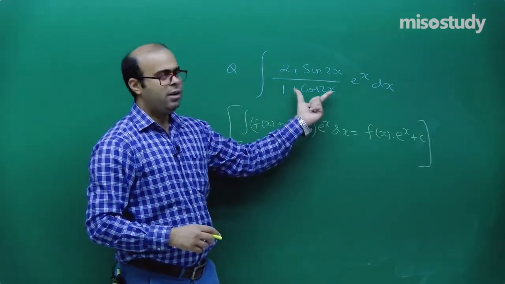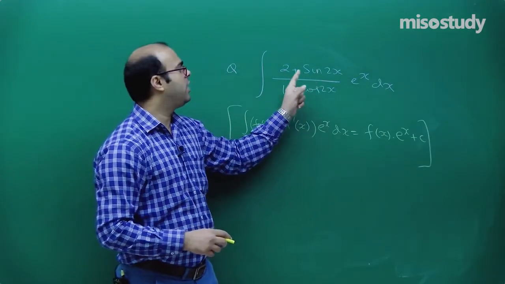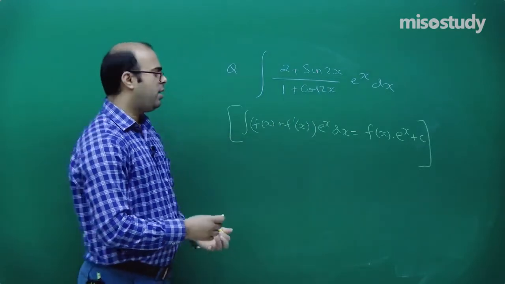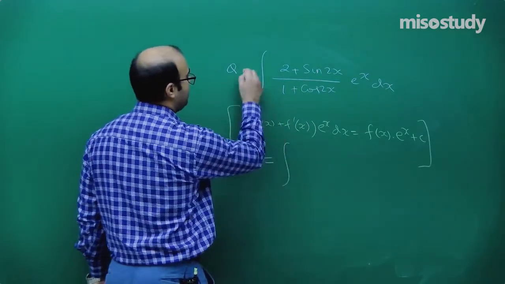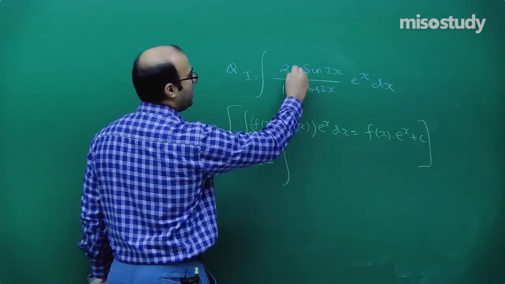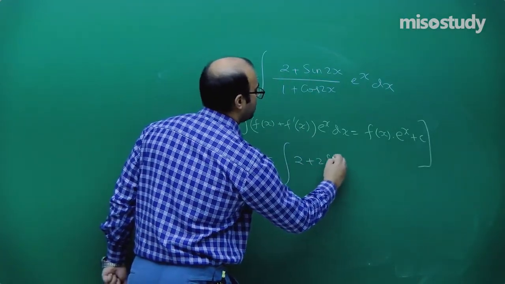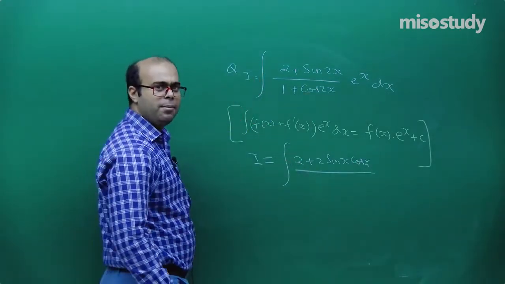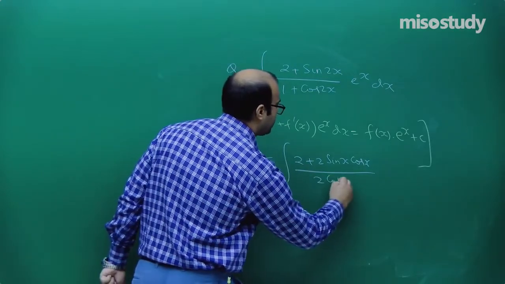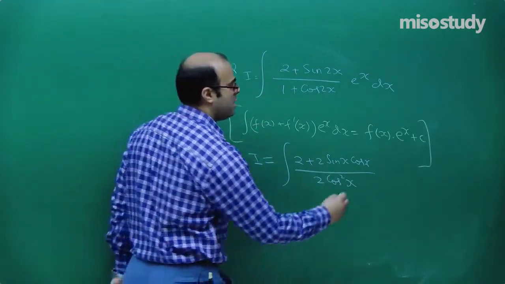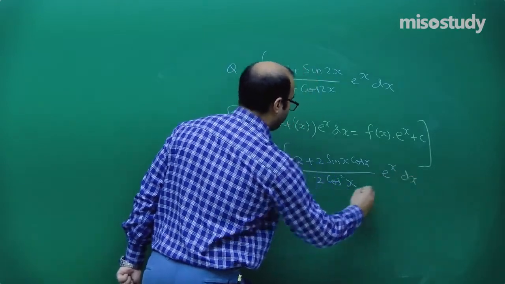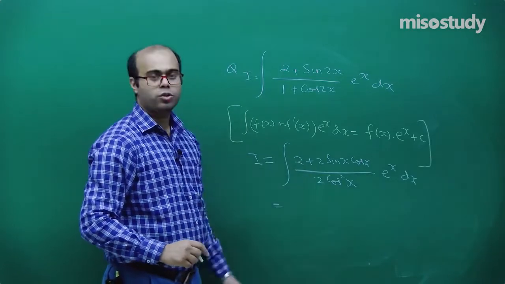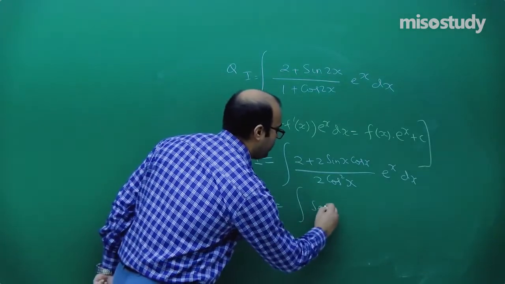Can this formula be applied here? No, not right now, because we can't see a function and its derivative adding up. So can we make it in such a manner? Let us try. We can write this as 2 plus 2 sin x cos x, and by trigonometric identity, 1 plus cos 2x can be written as 2 cos square x, e to the power x dx. Now 2 will get cancelled from numerator and denominator. 1 by cos square x can be written as sec square x, right students?